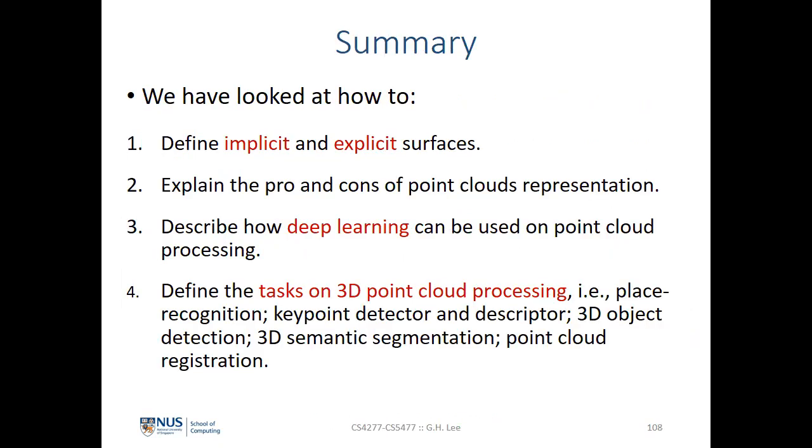In summary, I talked about implicit and explicit surfaces, and I'll talk more about this next week. Then I talked about the representation of point clouds and how deep learning can be used for point cloud representation. Finally, I talked about the 6 different tasks of point cloud, but note that it's not limited to these 6 tasks. There are other tasks like point cloud completion and scene flow that I didn't talk about.